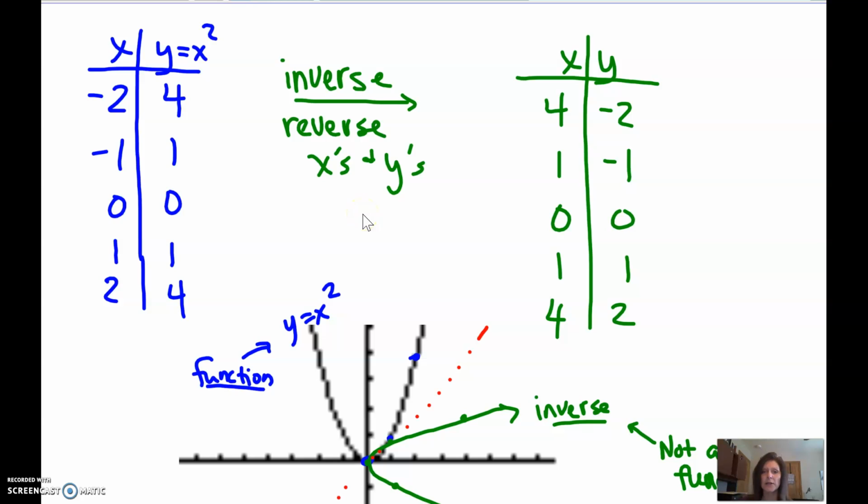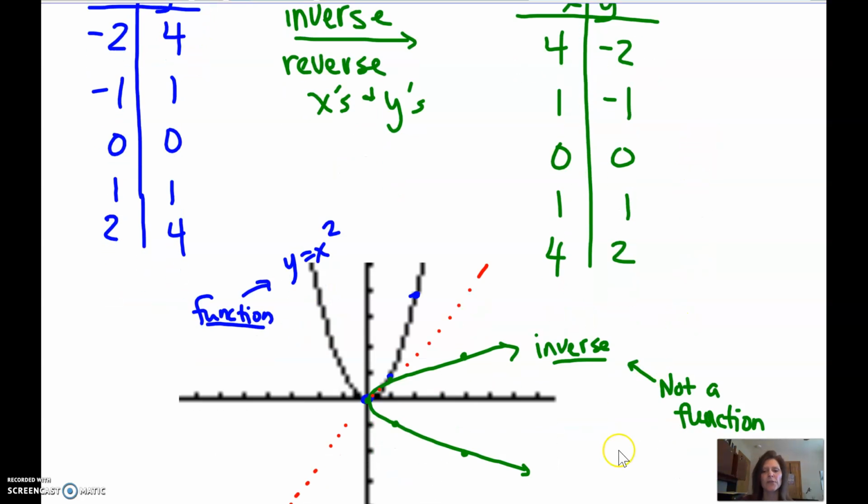We just said that the inverse is going to flip all those x's and y's. So in this green chart, I took every one of those ordered pairs and I flipped them. So what was the x becomes the y, what was y becomes the x. And we're going to graph those. So (4, -2) would be down here, (1, -1), (0, 0), etc. It's kind of interesting that the shape of the graph is actually very similar to the shape of the original function. That's not a coincidence.